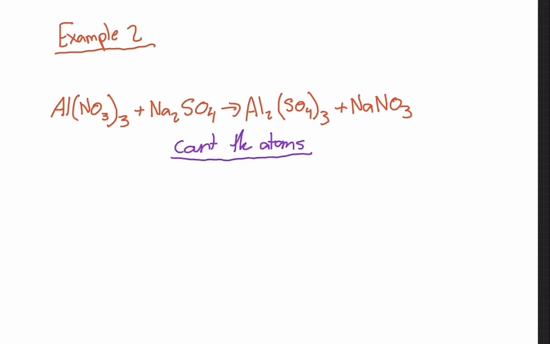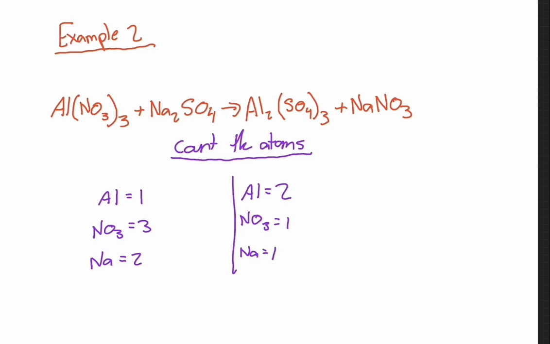So the first step is to count the atoms. Let's count the atoms or polyatomic ions on each side of the equation. For aluminum, we have 1 on the left and 2 on the right. For nitrate, which is NO3, we have 3 on the left and 1 on the right. For sodium, we have 2 on the left and 1 on the right. And for sulfate, which is SO4, we have 1 on the left and 3 on the right.